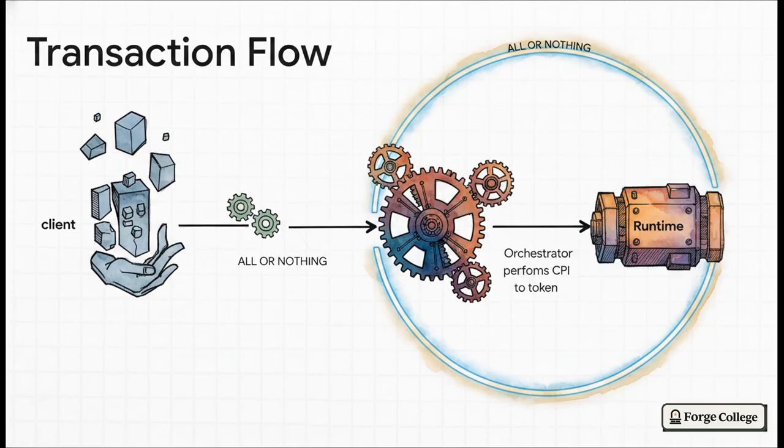That word right there is key: atomically. It means that if any single piece of this workflow fails, maybe a user didn't have enough tokens, or a signature was totally invalid, the entire transaction reverts. Everything cancels out and absolutely zero balances change. It is completely all or nothing.